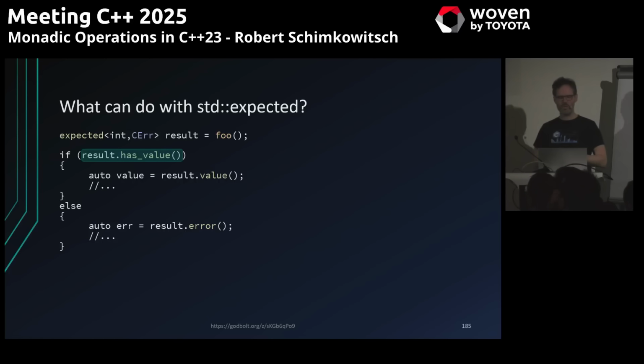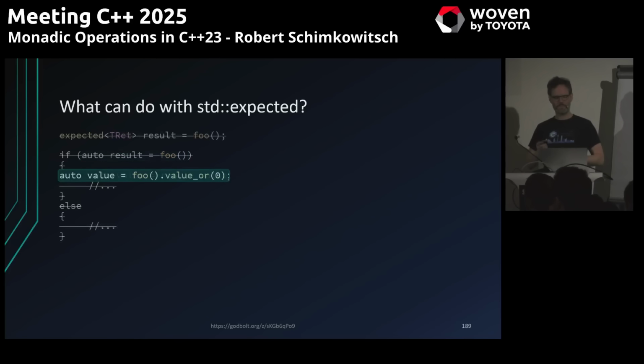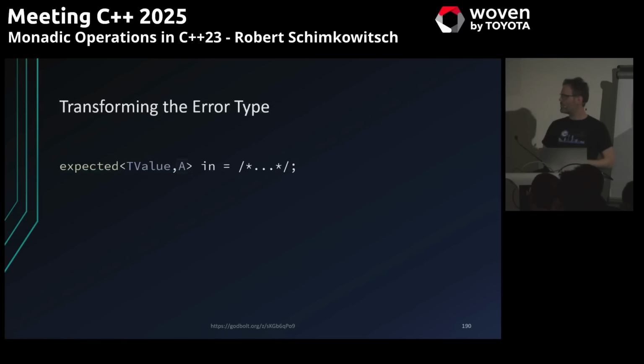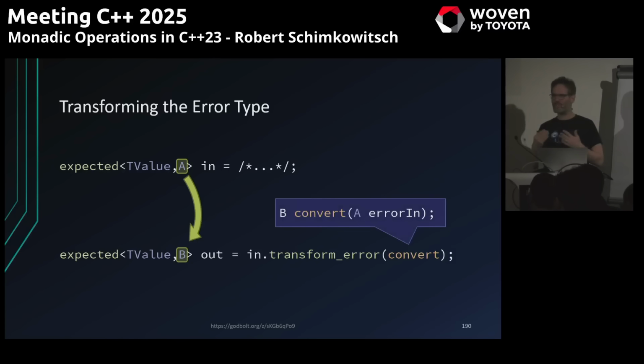Usage is very similar to optional, so I can check if it holds a value, I can access the value, and now alternatively I can access the error. An expected always holds either a value or an error. Again, we can check directly on assignment. And again, we can use value_or if we just want to fall back to a default value in case of error. And there's one more thing that you might need, because sometimes you come up with expecteds with different error types. So if you want to convert an error type, all you need to do is use expected's transform_error and a conversion function which accepts A and returns B. That's it.